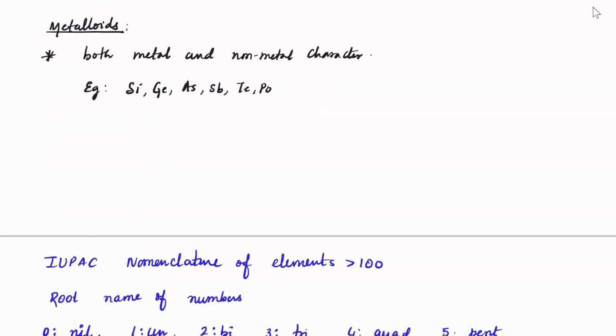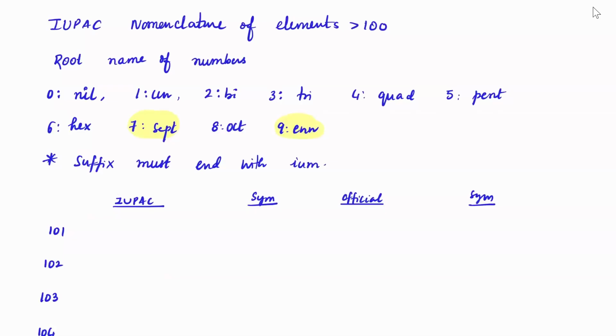Next, when it comes to IUPAC nomenclature for elements above 100, see what happened. Up to a certain number of elements which were discovered, they were named after the scientist who discovered them, or based on the property of the element, the name was given.